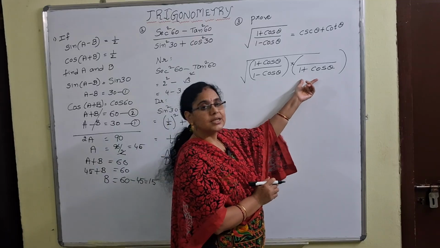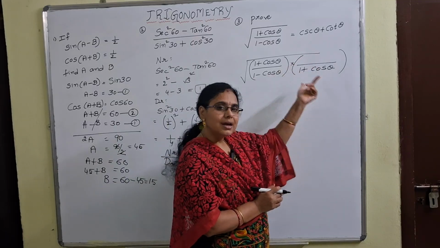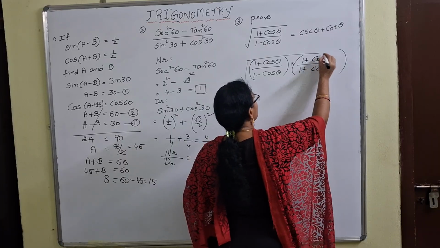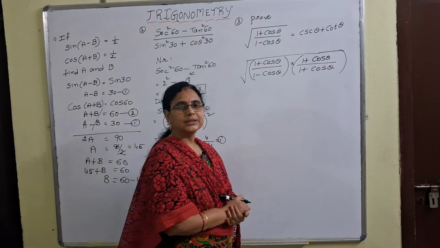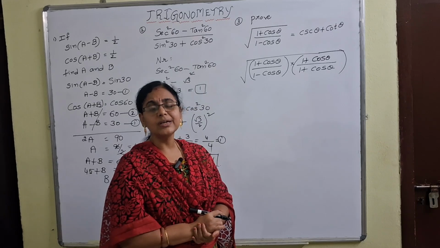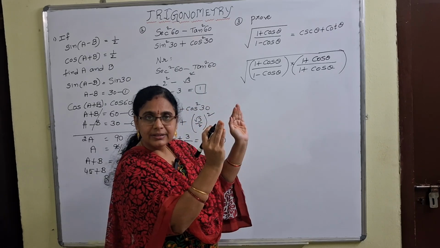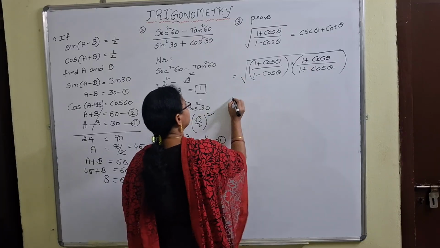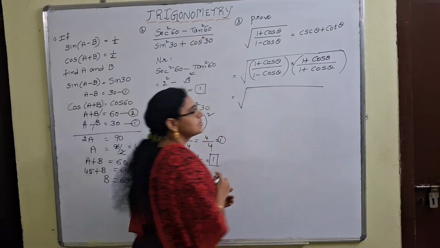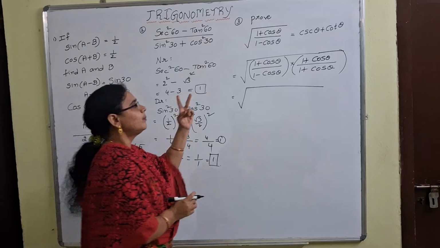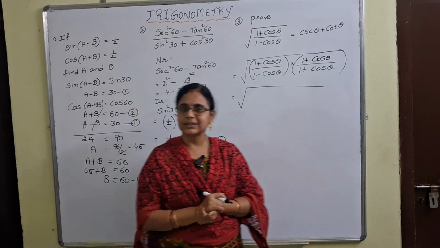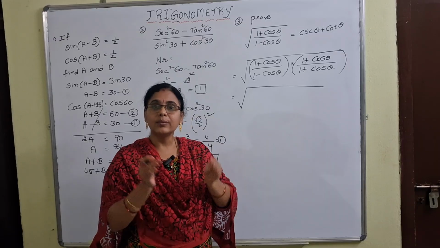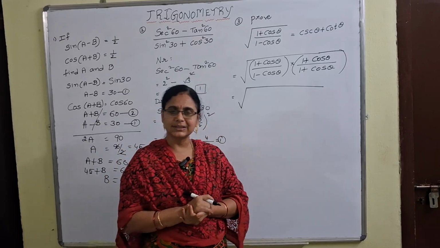So this 1 plus cos theta, you have to write it at numerator and denominator. So at numerator also you are writing 1 plus cos theta. Okay. Now multiply numerators and denominators. So square root of, see here numerator 1 plus cos theta into 1 plus cos theta. We observe 2 times 1 plus cos theta into 1 plus cos theta.